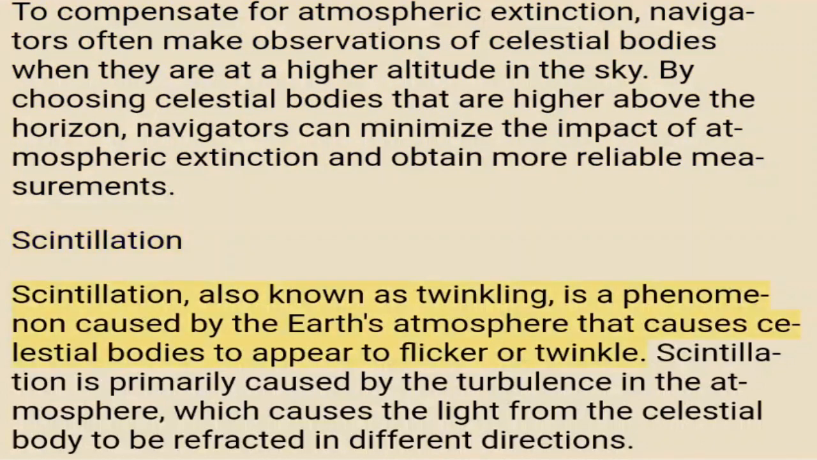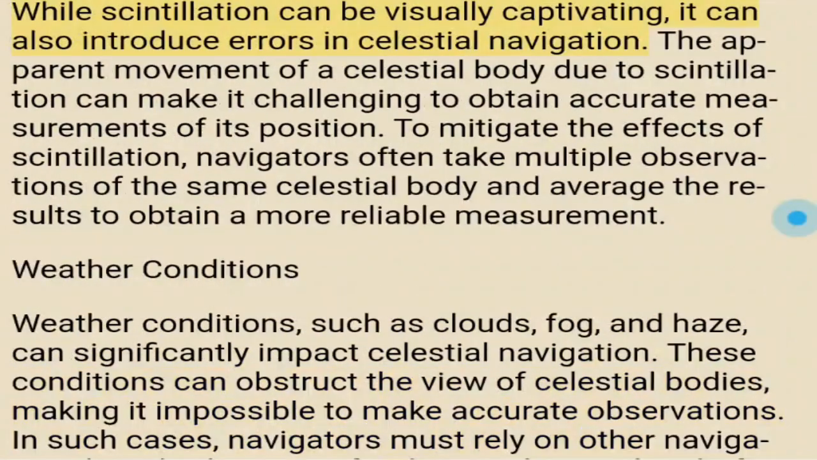Scintillation. Scintillation, also known as twinkling, is a phenomenon caused by the Earth's atmosphere that causes celestial bodies to appear to flicker or twinkle. Scintillation is primarily caused by the turbulence in the atmosphere, which causes the light from the celestial body to be refracted in different directions. While scintillation can be visually captivating, it can also introduce errors in celestial navigation. The apparent movement of a celestial body due to scintillation can make it challenging to obtain accurate measurements of its position. To mitigate the effects of scintillation, navigators often take multiple observations of the same celestial body and average the results to obtain a more reliable measurement.